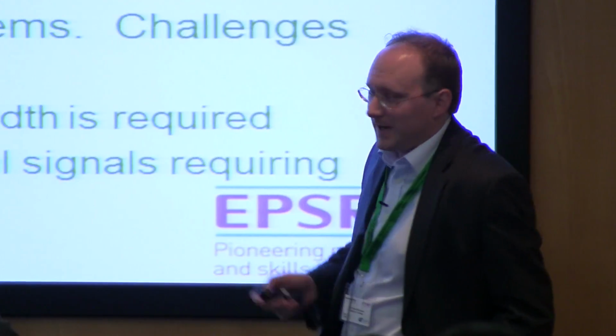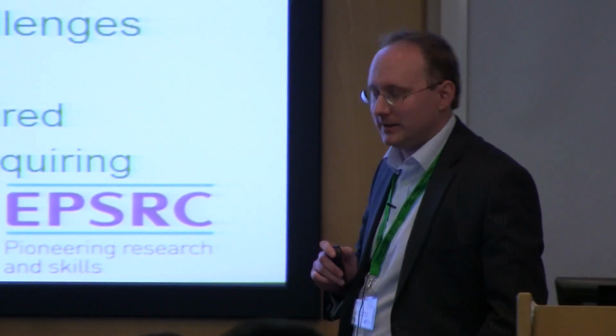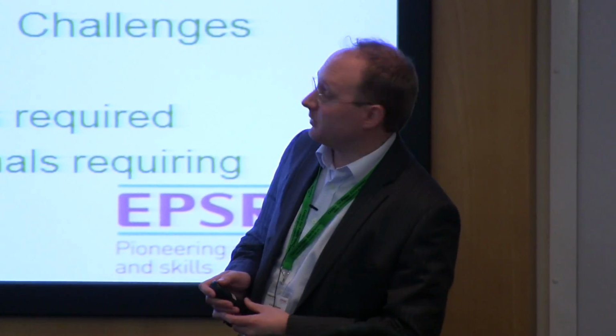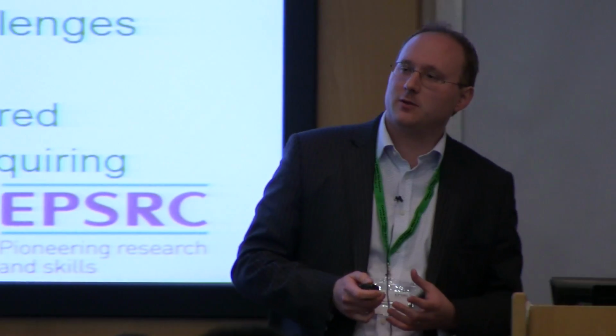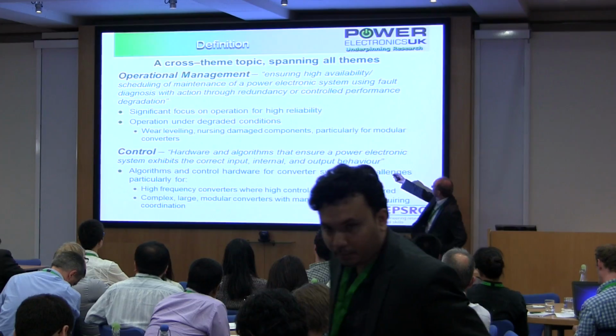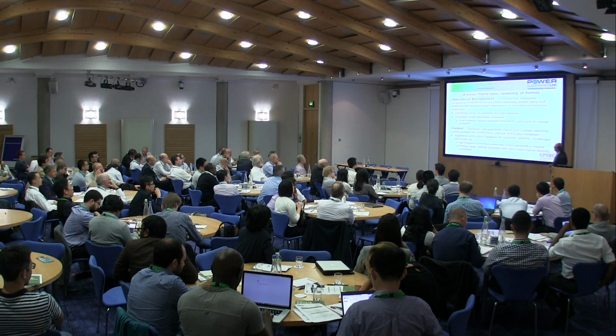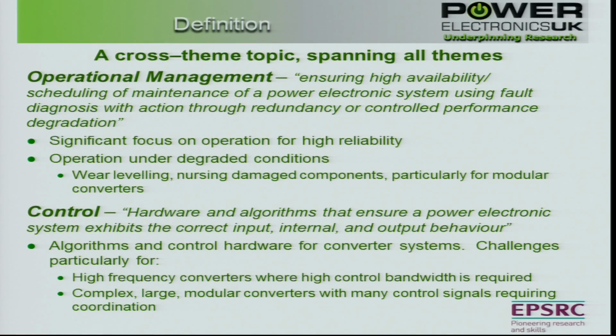In terms of operational management, then we're looking at adding to that and trying to improve the way that we operate converters, because we want to achieve the highest possible reliability. We want to take account of any redundancy that we have in the system, and to try and get to a point where we can operate a converter, as you can see here. We're trying to ensure high availability and scheduling of maintenance of a power electronic system using some form of fault diagnosis, or possibly action through redundancy in the system, or having some sort of controlled performance degradation.